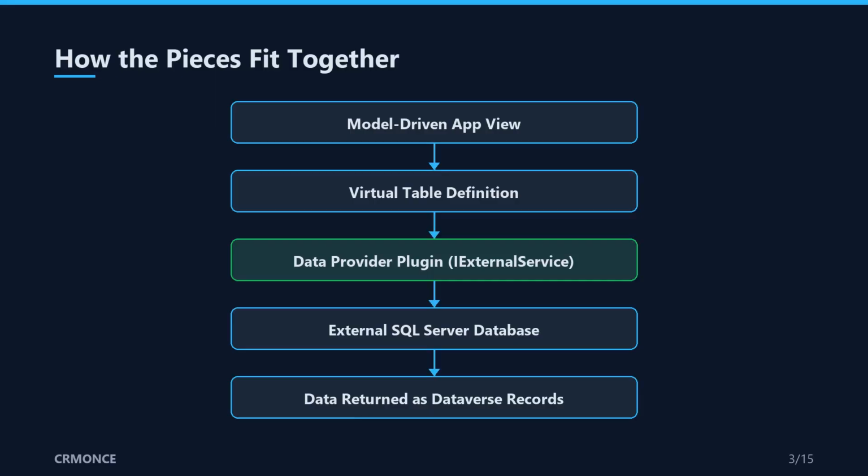Here's the full picture end to end. A user opens a view inside a model-driven app. That view is bound to a virtual table definition you configure in the Maker portal. Behind that definition sits your data provider plugin, which implements an interface called IExternalService, Dataverse's contract for saying call me whenever someone needs data from this source. The plugin opens a connection to your external SQL Server database, runs a query, and packages the results back into Dataverse's expected format. Notice the highlighted box, the provider plugin, that's the piece of C# code we're about to write together. Everything else already exists, we're just wiring them together.